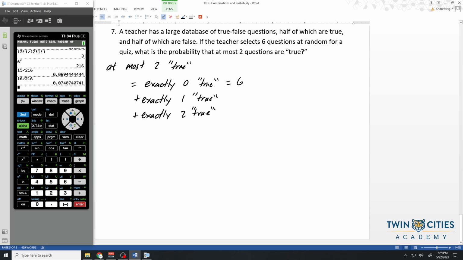So this is 6C0. This will be 6C1. Of the 6 questions, I'm choosing 0 of them to be true. Here, of the 6 questions, I'm choosing 1 of them to be true. And technically, I'd say for the other one, what are the other possibilities? Well, for the other possibilities, they're false. There's only one other possibility. So I can multiply by a 1, but I don't necessarily need to. And then here, same thing. 6C2.